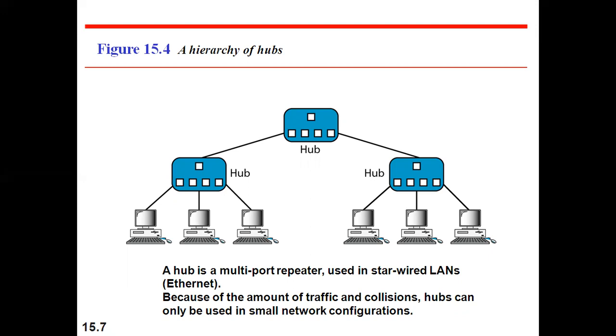Now, because it just forwards the messages, it should be used in a smaller network. Otherwise, there will be a lot of traffic and a lot of collision of data. It will just take the data and forward it to all other links. Because it works in the physical layer, its job is just forwarding the messages or the signals.